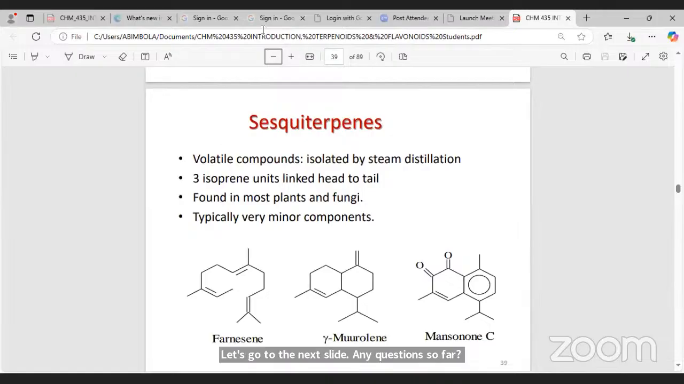Okay, let's continue. Any questions? Okay. Now, we've done monoterpene. Remember monoterpene, how many isoprene units do we have in monoterpene? Two. What is the precursor for monoterpene? Geranyl diphosphate. Geranyl diphosphate. Geranyl. Please just get conversant with this.